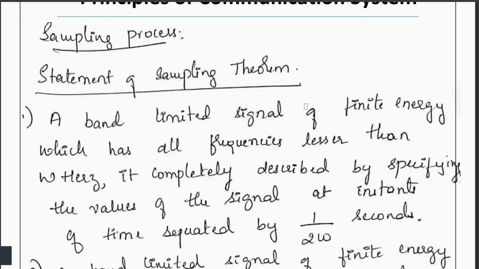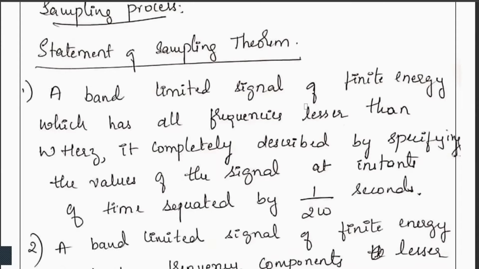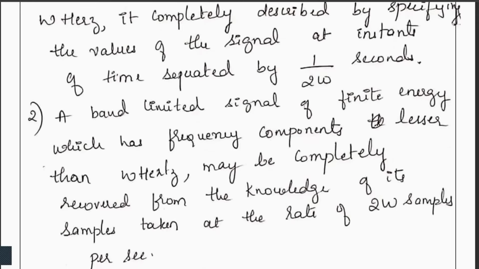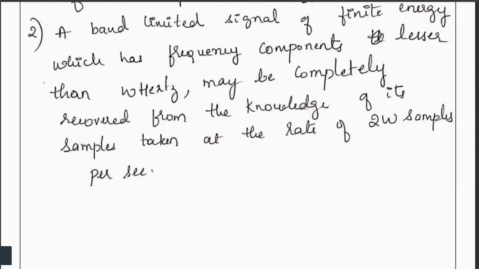Next is the sampling process. The statement of the sampling theorem: a band limited signal of finite energy which has all frequency components lesser than omega hertz is completely described by specifying the values of the signal at instants of time separated by 1 by 2 omega seconds. A band limited signal of finite energy which has frequency components lesser than omega hertz may be completely recovered from the knowledge of its samples taken at the rate of 2 omega samples per second.